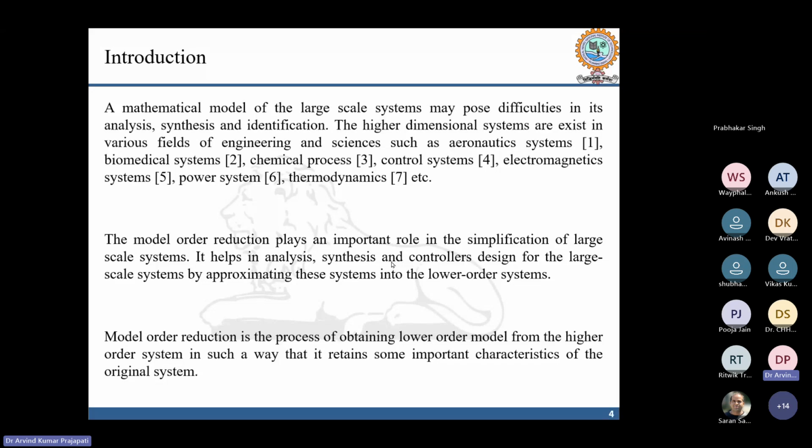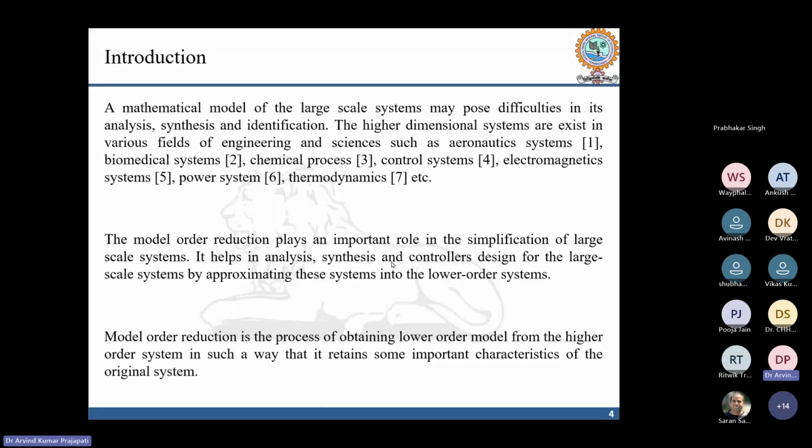To do this, there are several techniques for replacing higher order or complex systems with simple systems. These techniques are called reduced order modeling or model order reduction.